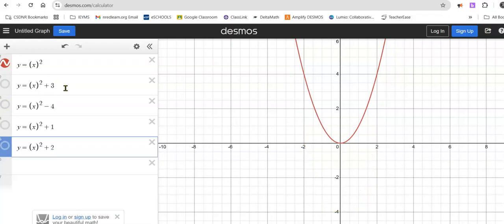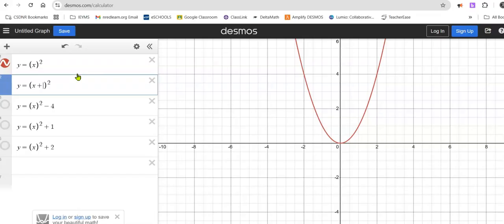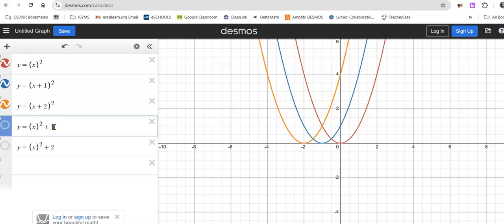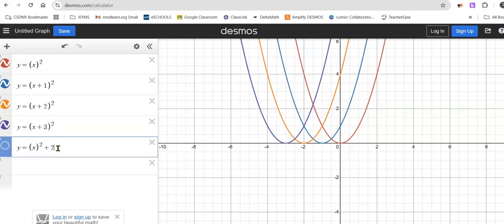What if this time, instead of adding a 3 outside of the grouping symbol, I add it inside the grouping symbol? Let's see what happens. Plus 1. What if I put a plus 2? What if I put a plus 3? What if I put a plus 4? It seems to be shifting or translating to the left.